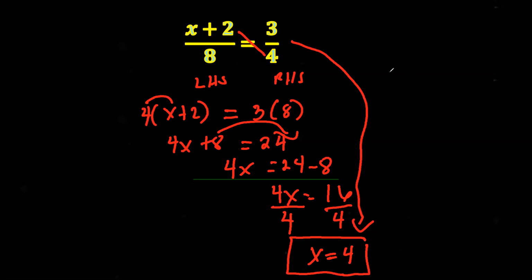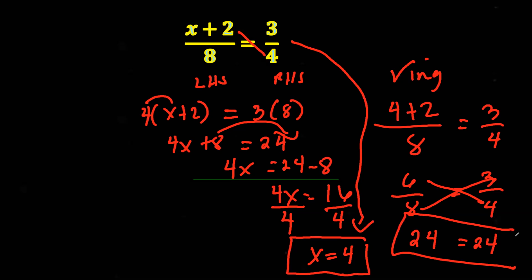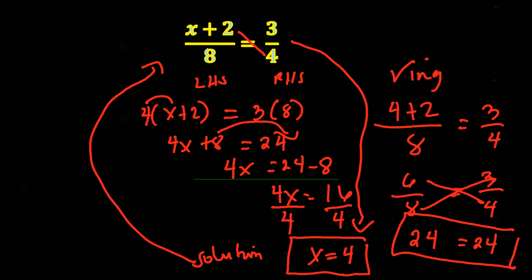So let's do the checking. So x plus 2, 4 plus 2 over 8 is equal to 3 over 4. 4 plus 2 is 6 over 8, 3 over 4. Then 6 times 4 is 24. 8 times 3 is also 24, and they are equal. Therefore, the solution to this equation is really x is equal to 4. Okay?